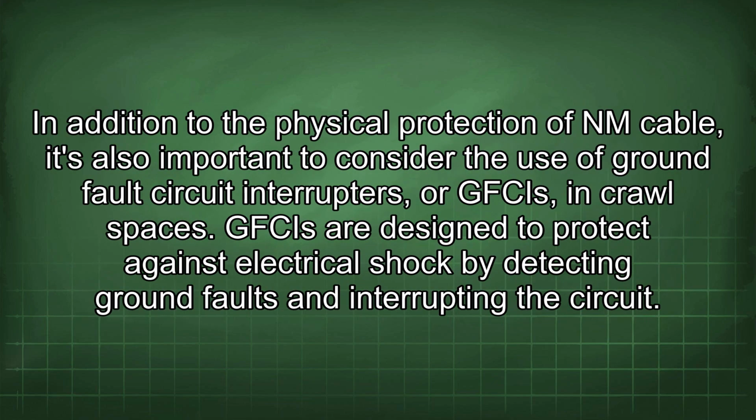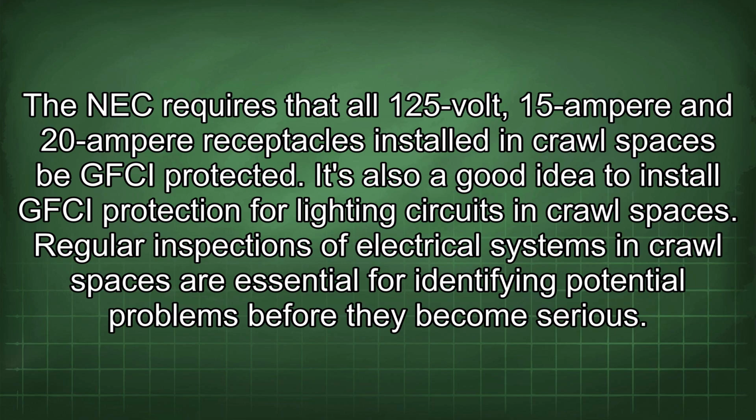In addition to the physical protection of NM cable, it's also important to consider the use of ground fault circuit interrupters, or GFCIs, in crawl spaces. GFCIs are designed to protect against electrical shock by detecting ground faults and interrupting the circuit. The NEC requires that all 125 volt, 15 ampere and 20 ampere receptacles installed in crawl spaces be GFCI protected. It's also a good idea to install GFCI protection for lighting circuits in crawl spaces.